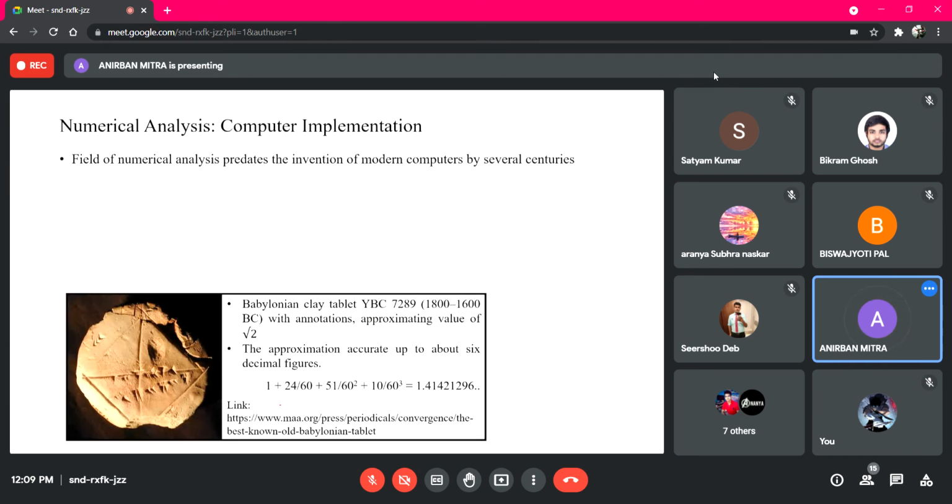It was made probably in 1800 or 1600 BC. The procedure on this clay tablet is a numerical method to approximate the value of root 2, the square root of 2. This approximation is accurate up to 6 decimal places.